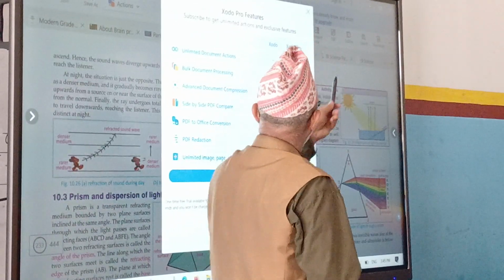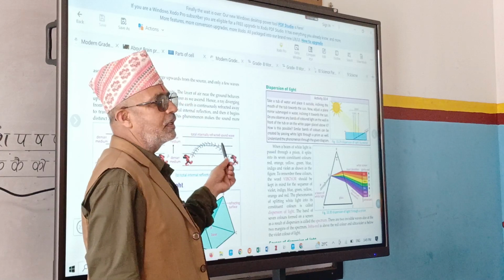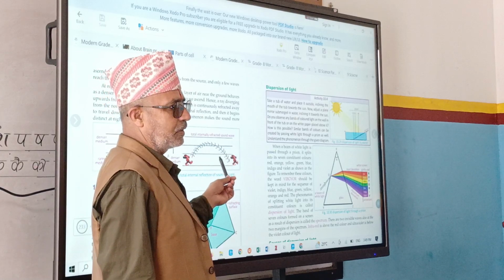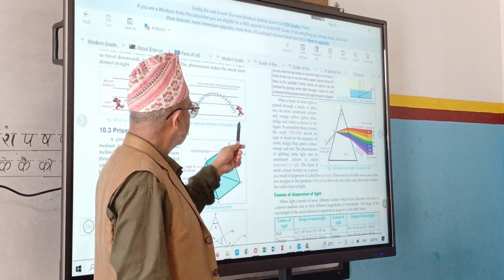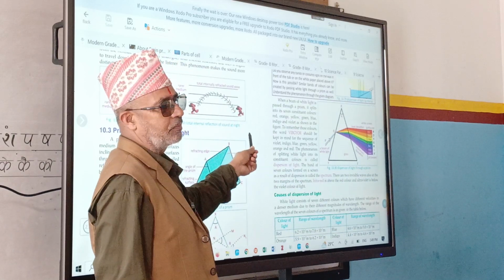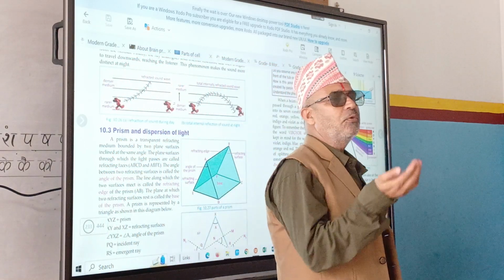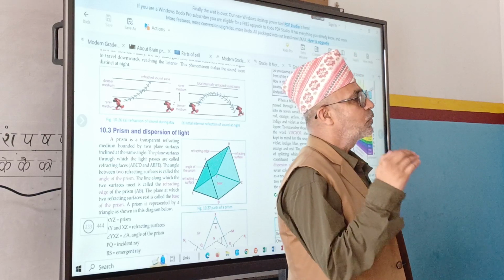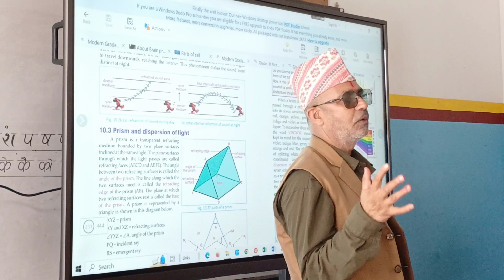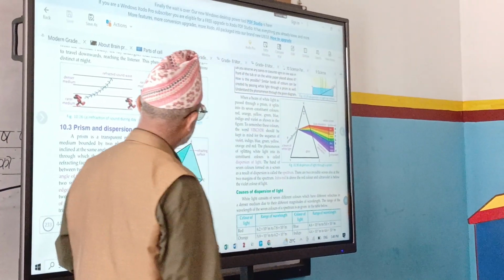Then again there is total internal reflection, and it covers a wide area, wide range, and the sound can be heard clearly. So why is sound heard clearly during night than day? It's because of total internal reflection of sound. What's the reason? Total internal reflection of sound.